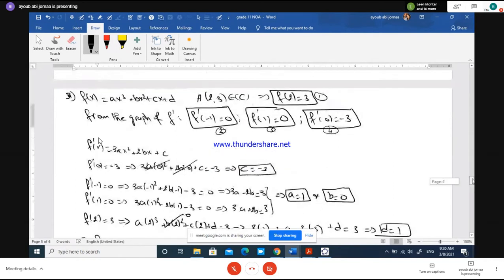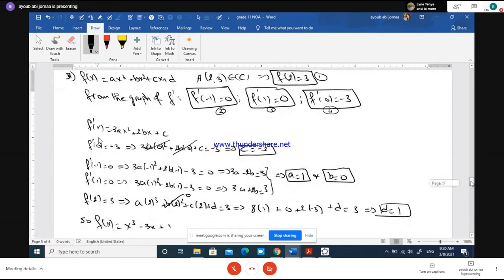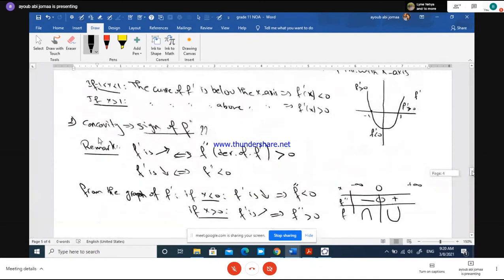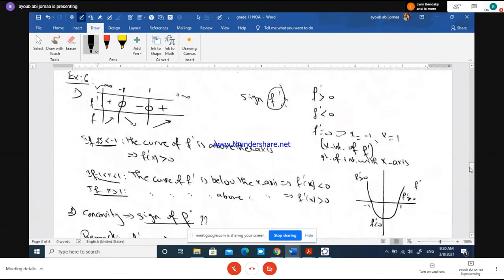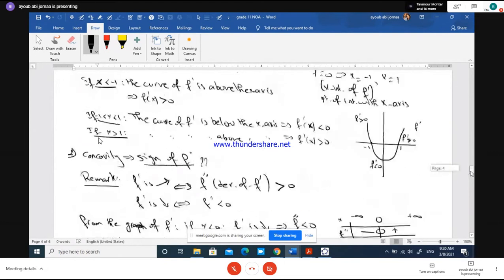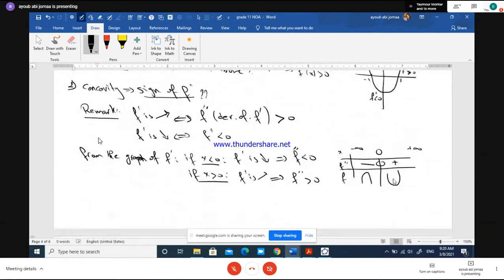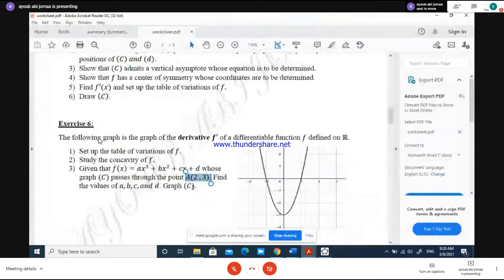Okay, once we know the function, you can complete this table. You can find the limit at negative infinity, the limit at positive infinity, and f of negative 1 and f of 1. Now you have the function, you can find the maximum, the minimum, and the inflection point. I can replace x by 0. So here, in the second part, draw the curve C.